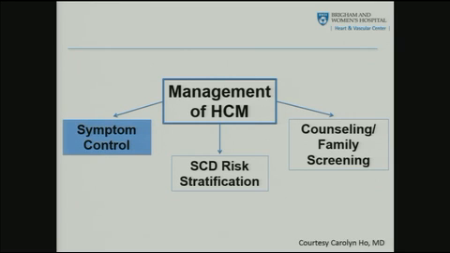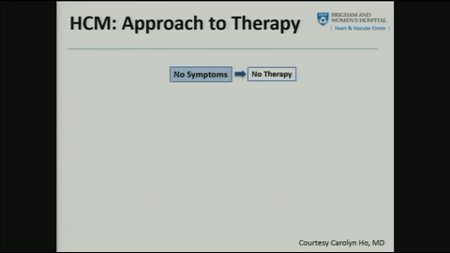The first issue is really focusing on symptom control. In general, when we think about hypertrophic cardiomyopathy, particularly in the setting of obstruction, if there are no symptoms, there's no therapy that's indicated. There's a lot of temptation in patients with high left ventricular outflow tract gradients to treat the gradient. But in the absence of symptoms, there's really no data that treating the gradient does anything to alter the natural history of the disease. So no symptoms in HCM, no therapy.